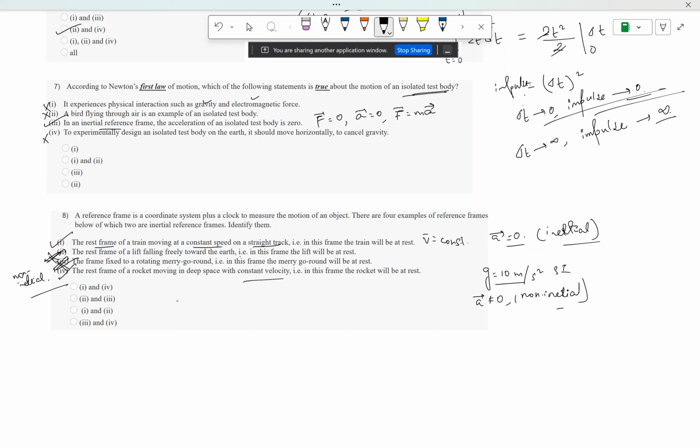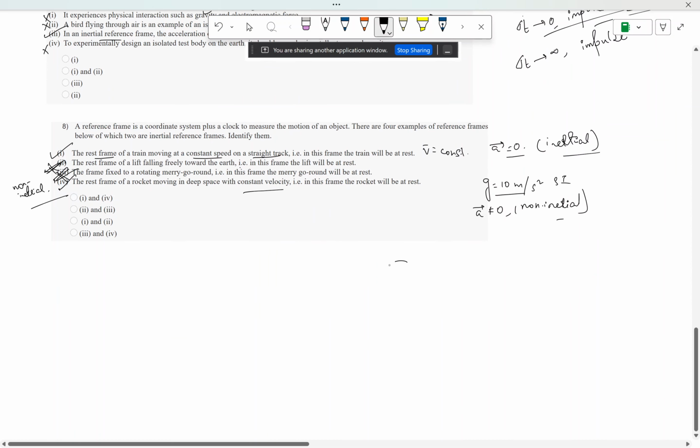Then option number 3 is that the frame fixed to a rotating merry-go-round, that is, the frame of the merry-go-round will be at rest. So whenever there is a merry-go-round and the frame is fixed to that, the merry-go-round is rotating. That means with respect to that, it has a certain acceleration, or a is not equal to 0, because it is moving in a particular direction that is getting changed with time. So a is non-zero, and as a result this is also a non-inertial frame.